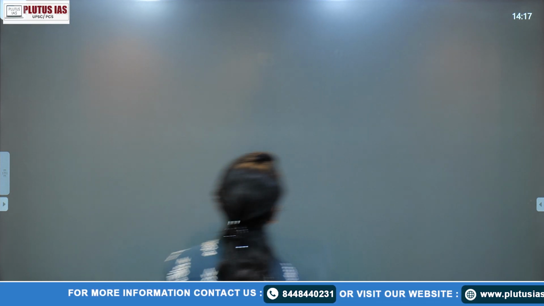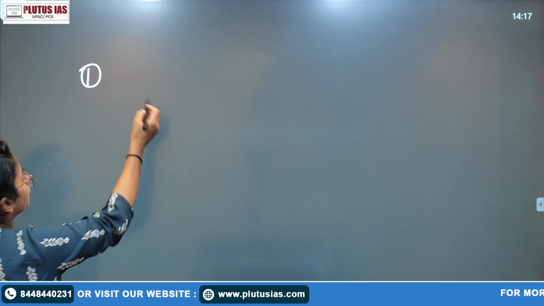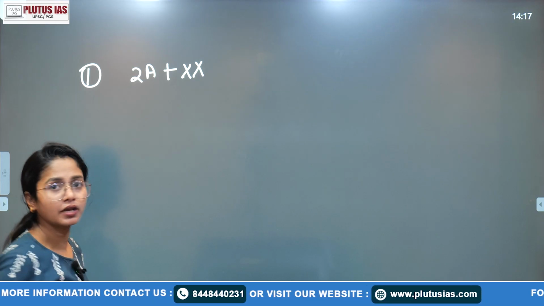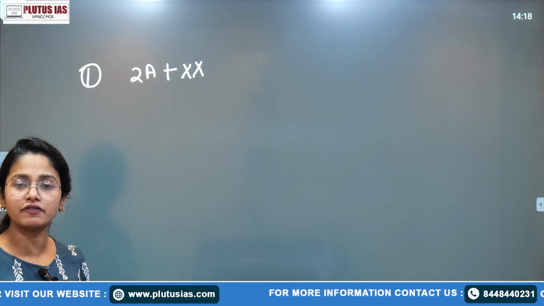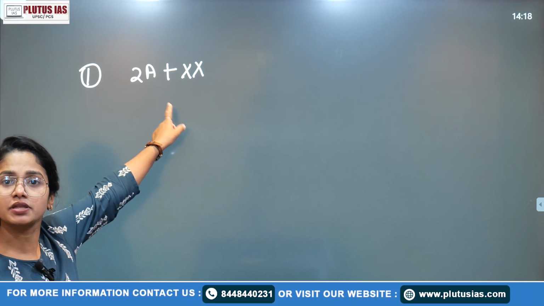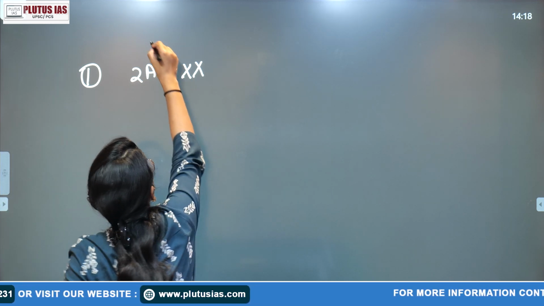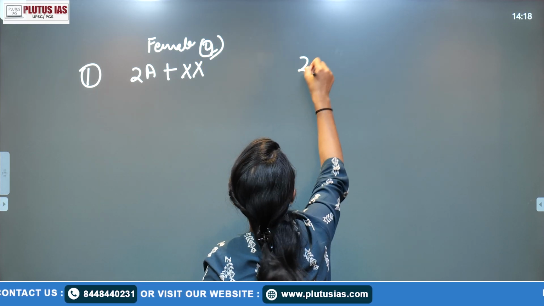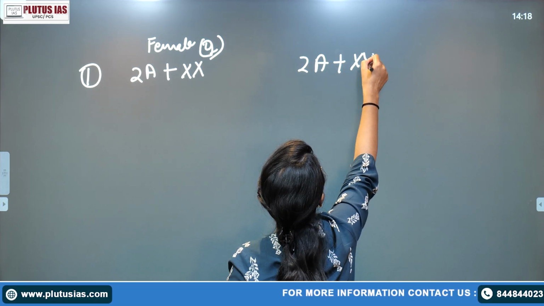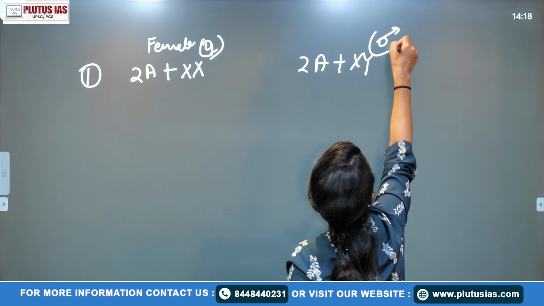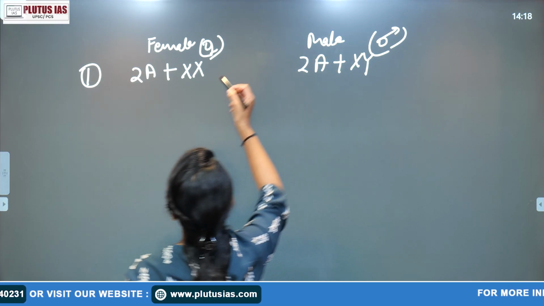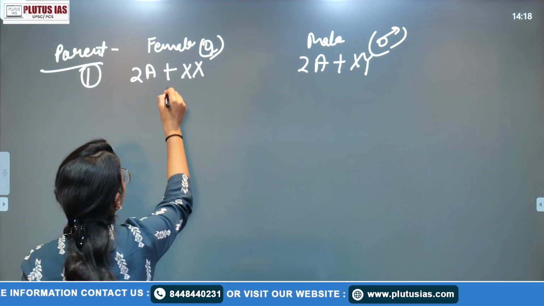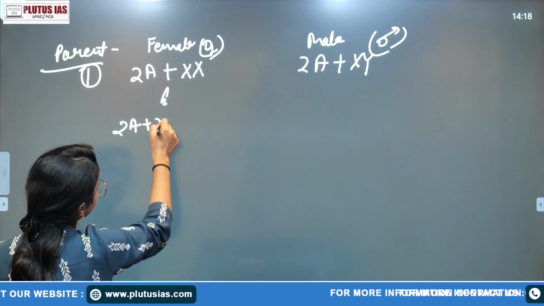Okay, so if we want to prove the first point, suppose we write here 2A plus XX, because we are talking about the sex chromosomes, so we also have to include the autosomes, where A is equal to the autosomes. So this is a female Drosophila, and this is 2A plus XY, this is your male parent, of course. These are the parents. Then what will be the gamete? The gamete here will be A plus X, right?